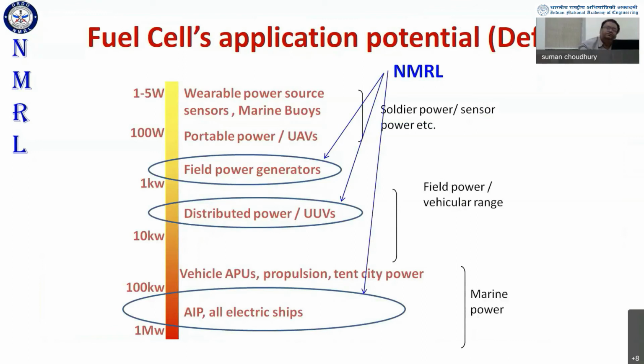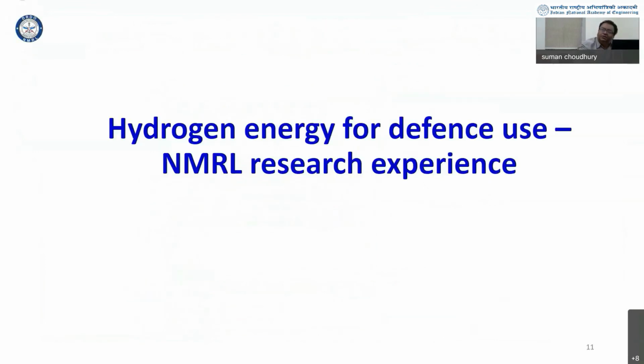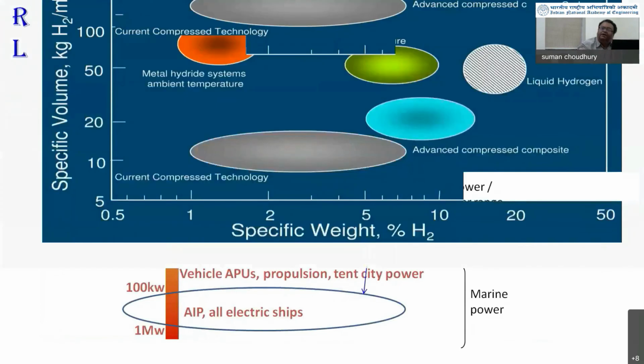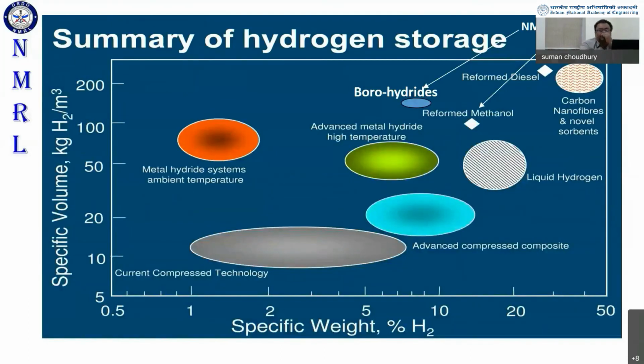Some of the tools may be useful here also. For NMRL, we mostly look for field power, distributed power, all-electric ships and air independent propulsion, which is basically submarine power. Now, sorry, I think I am going back. Yeah. So this is where we focus. We try to see which kind of fuel or material can carry the maximum amount of hydrogen with respect to its volume and with respect to its weight.